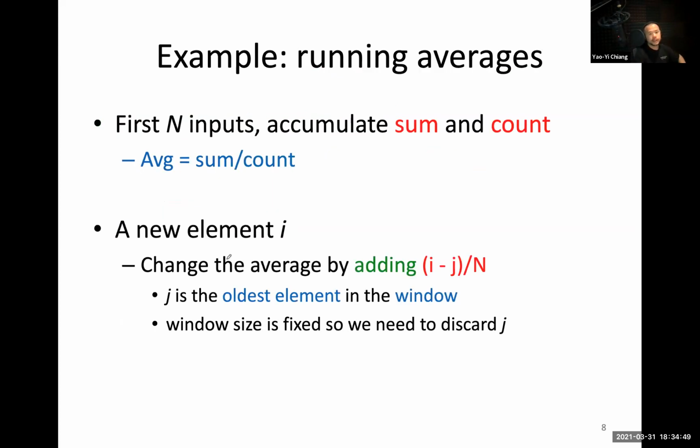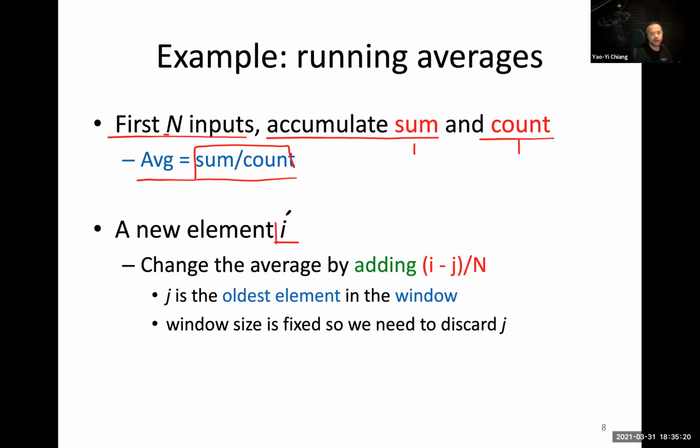To do this, you can first take an input and accumulate the sum and the count. Once you have the sum and the count, you can easily calculate the average: sum divided by count. When a new element comes in, instead of storing the entire n inputs, you just store the sum and count and the oldest value in this window n.